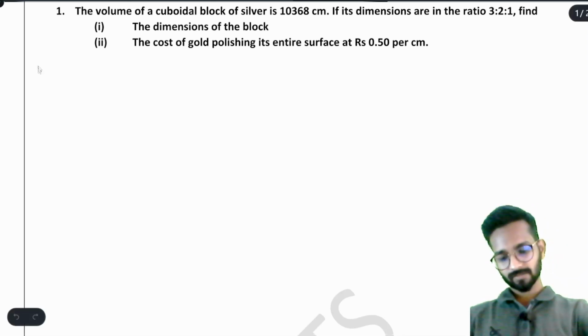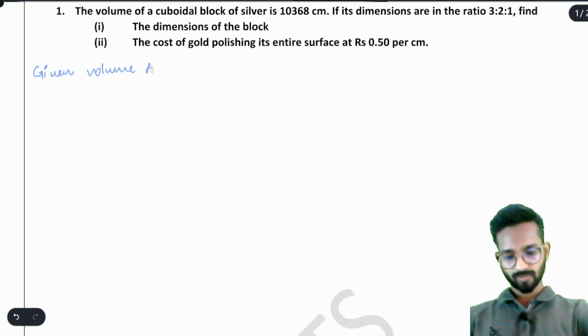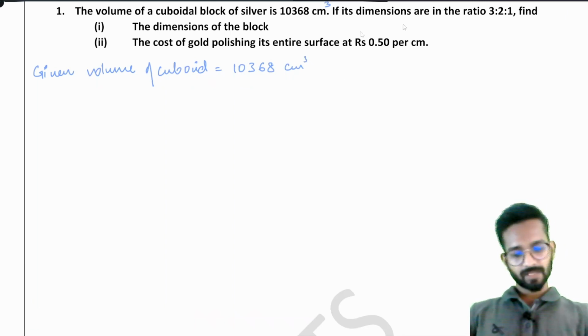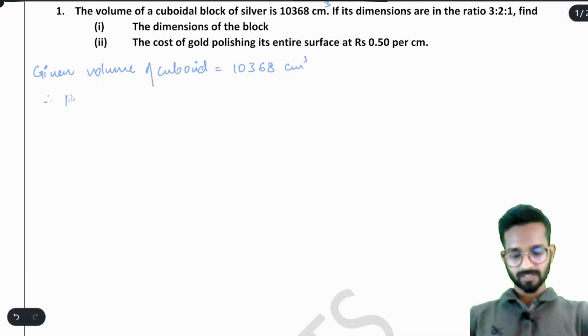So I can write here, given volume of cuboid is 10368 centimeter cube. Volume is always in cube, remember this. Area is in square, volume is in cube. If its dimensions are in the ratio of 3:2:1, therefore we can say the dimensions are 3x, 2x and x.